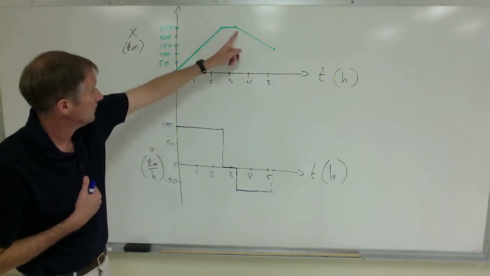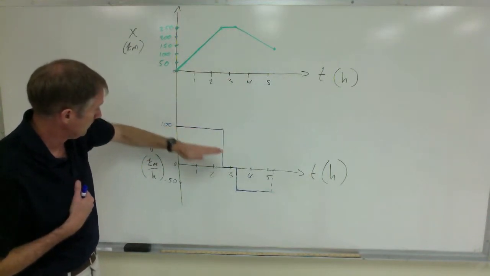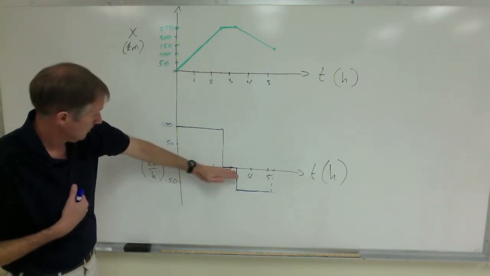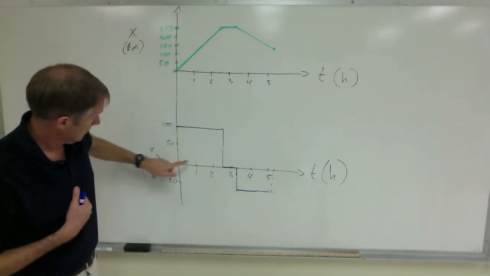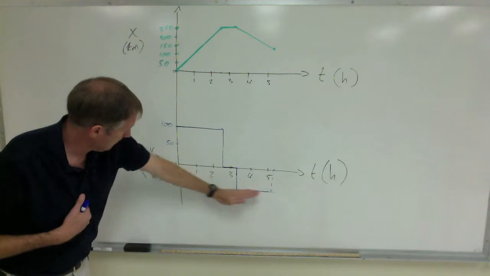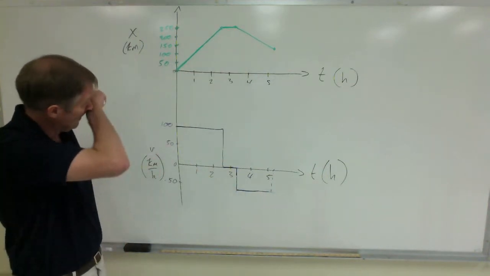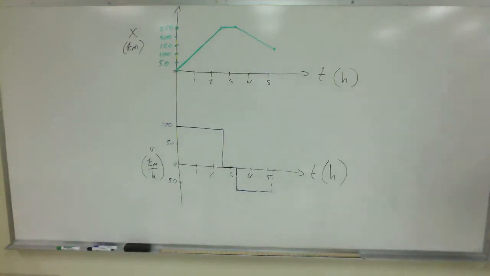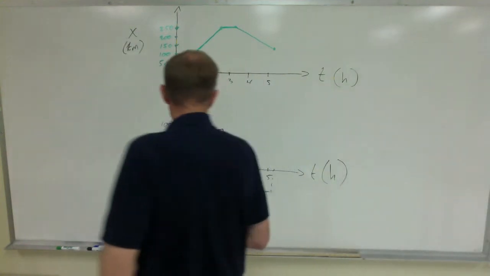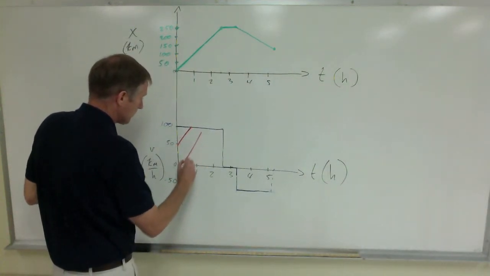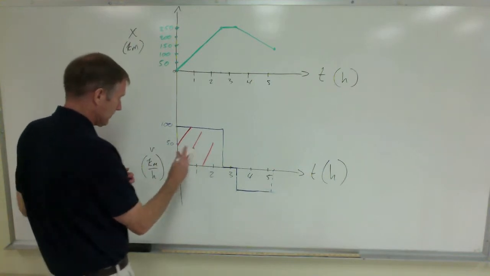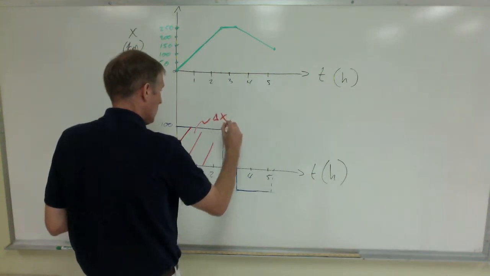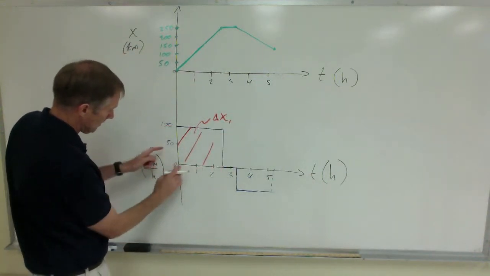Okay, again, these slopes represent these numbers. 100, slope of 100. 0, because that has a slope of 0. Negative 50, that has a slope of negative 50. One last thing, I did not ask this, but just to point it out, remember that the area of a velocity time graph represents displacement. So delta x1 would be, well, this is a rectangle.